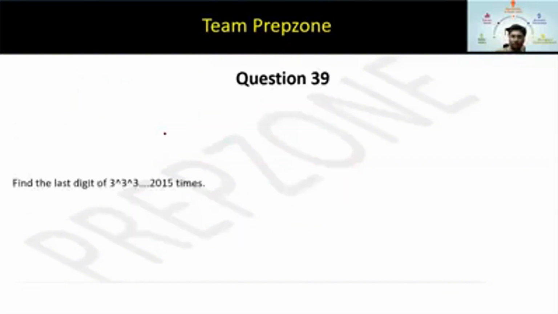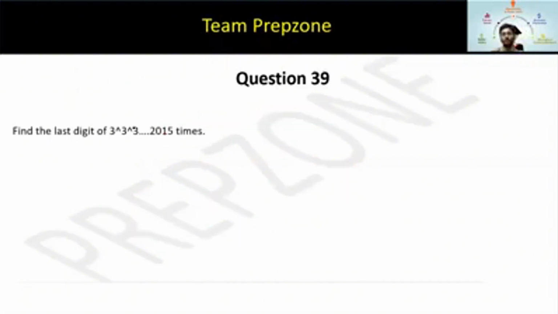Okay. This question is something like this: 3 to the power 3 to the power 3 to the power 3, 2015 times. I think everyone has got it, but still I'm solving it by my method. This is 3 to the power how many times? 2015 times, right? 3 to the power 3 to the power, total 2015 times.